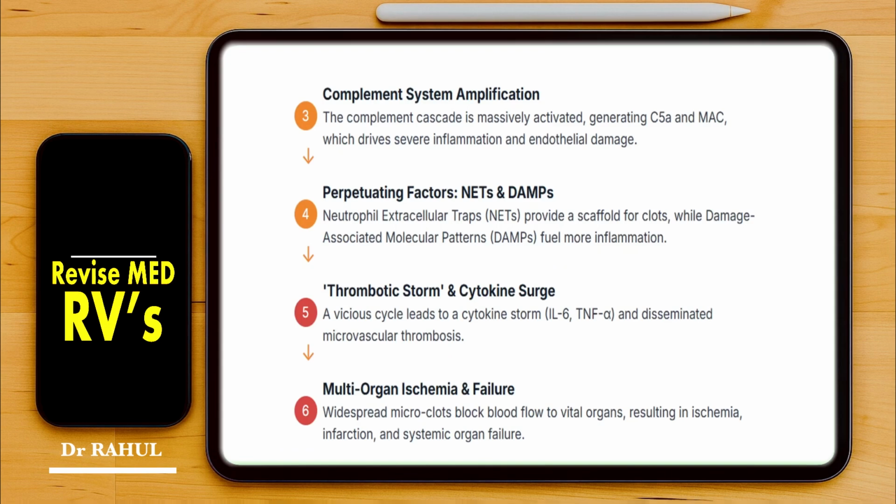These ultimate damages will again release DAMPs, that is damage-associated molecular patterns, which again fuel the inflammation. So a vicious cycle is produced. Ultimately from CAPS we are going to get 2 storms: a thrombotic storm and a cytokine surge storm. Both storms are leading to massive inflammation as well as thrombosis.